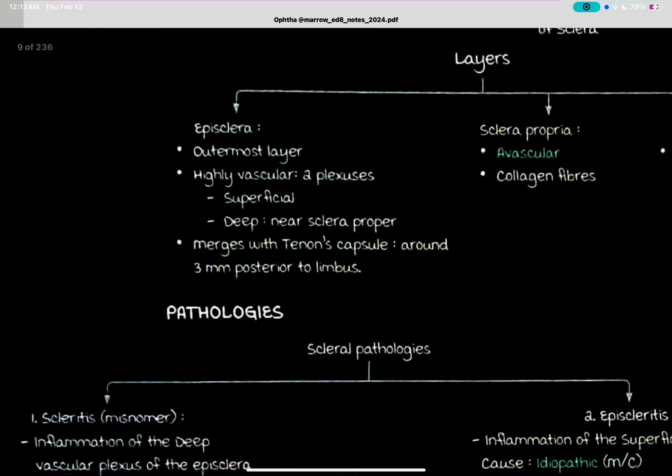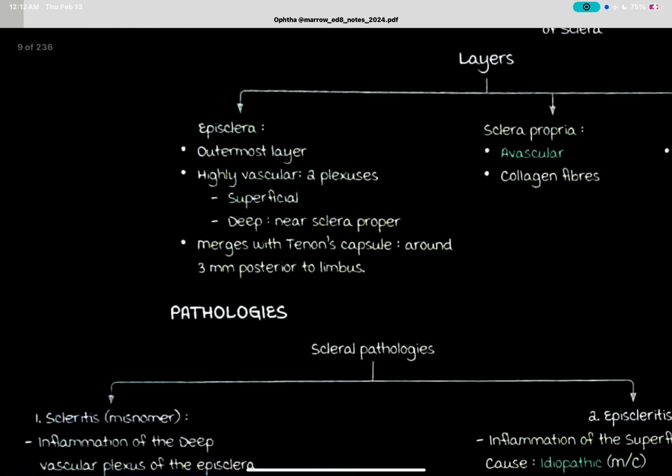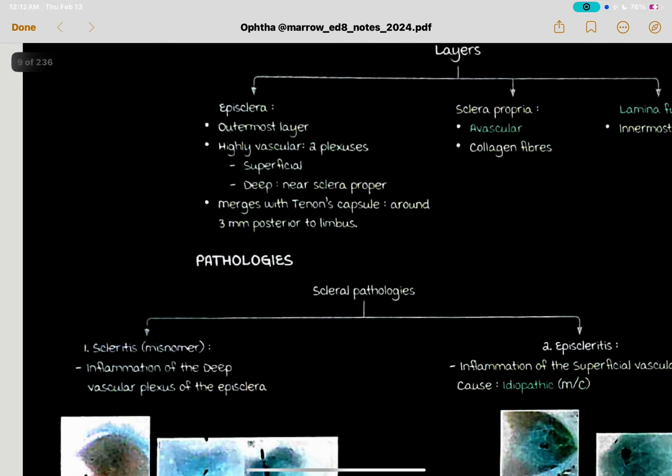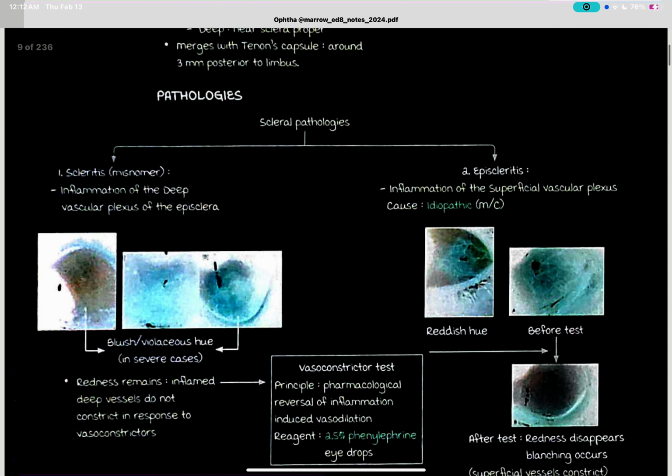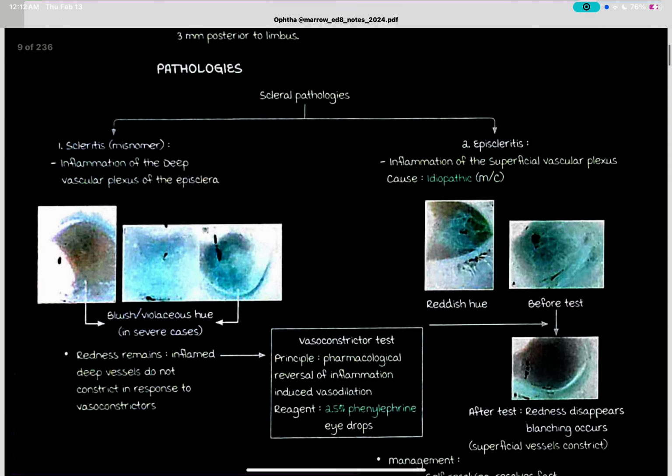Episclera: outermost layer, highly vascular, 2 plexuses, superficial and deep, near sclera proper, and merges with Tenon's capsule around 3 mm posterior to limbus.